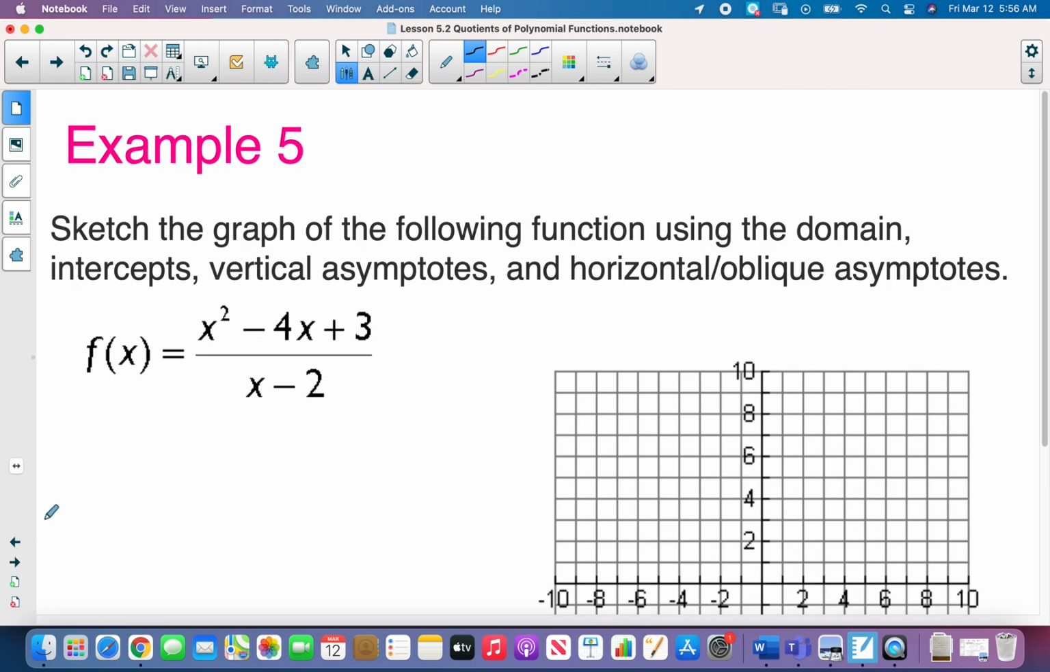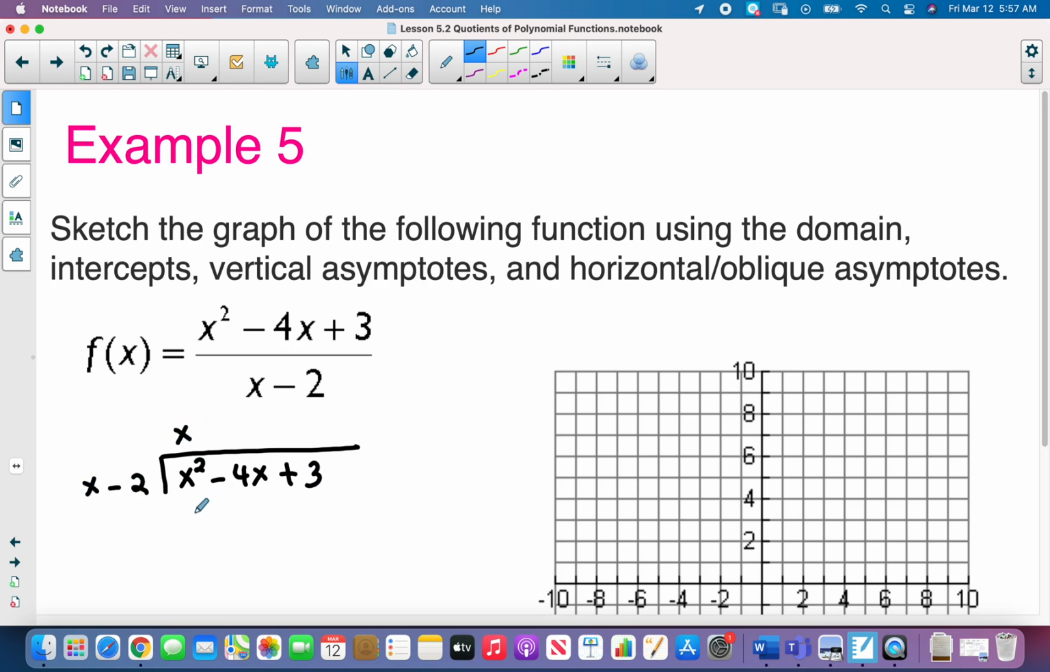Now here we have our last example. Sketch the graph of the following function using the domain, intercepts, vertical asymptotes, and horizontal / oblique asymptotes. F of x equals x squared minus 4x plus 3 divided by x minus 2. As you can see that the degree of the numerator is greater than the degree of denominator by 1. So there is an oblique asymptote, and to find the oblique asymptote we have to do long division. So let's do that first. So we're going to divide x squared minus 4x plus 3 by x minus 2.